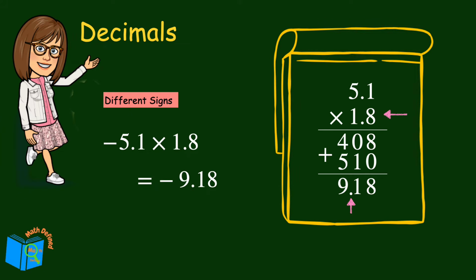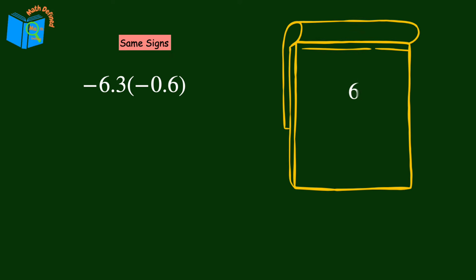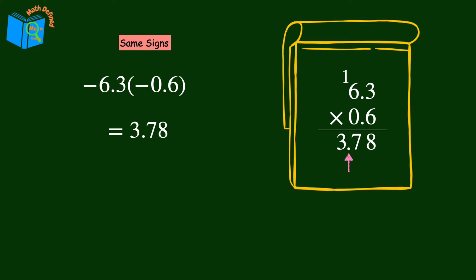These decimal numbers have the same signs, so we know the product will be positive. Again, we will set this up as a long multiplication problem to multiply them. The last step is to place the decimal point back into the product. So negative 6.3 times negative 0.6 equals positive 3.78.